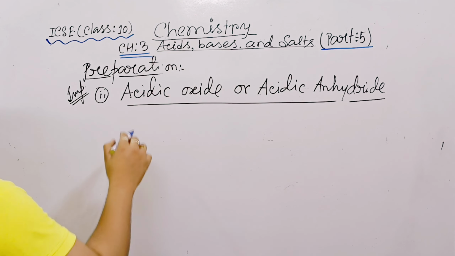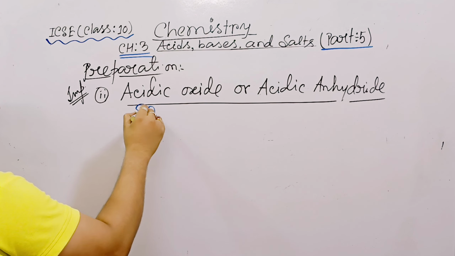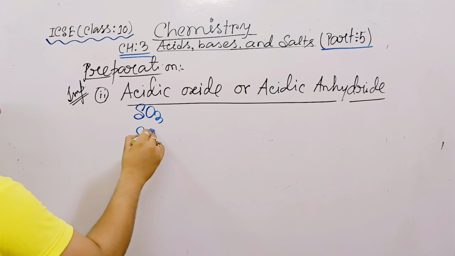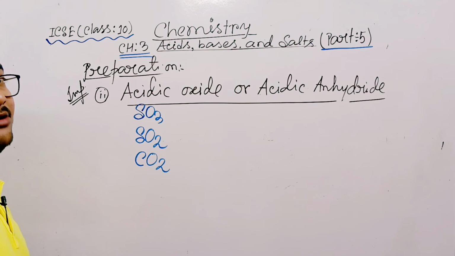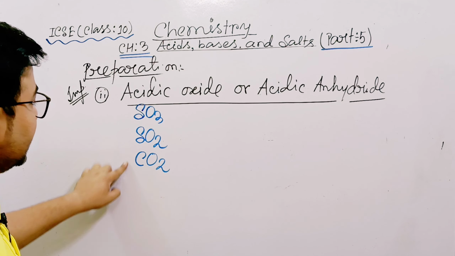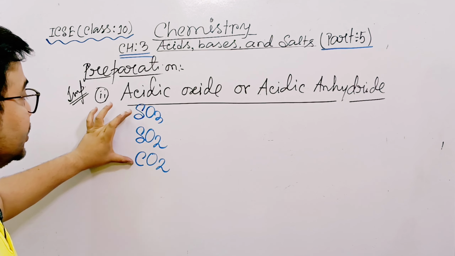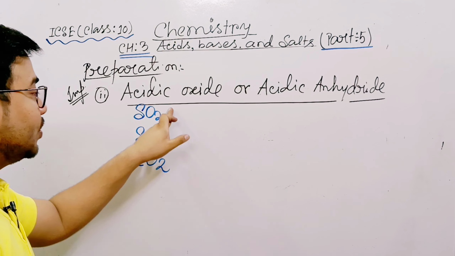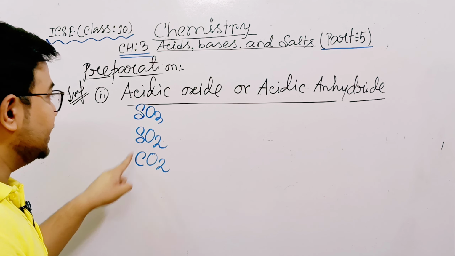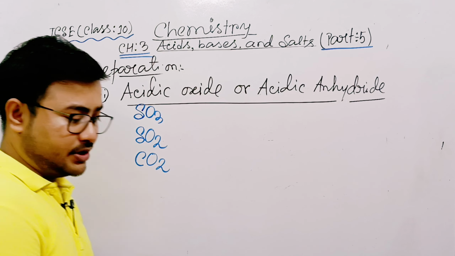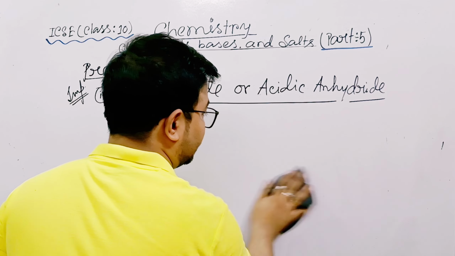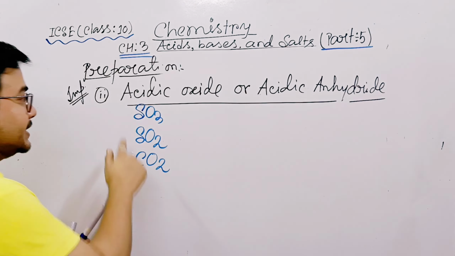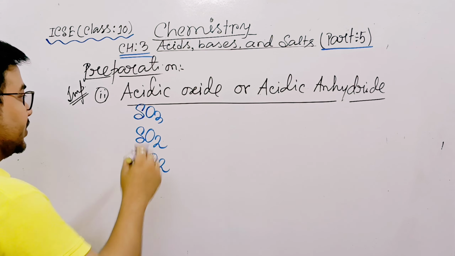Look at the board. Suppose sulfur trioxide, sulfur dioxide, carbon dioxide. Tell me, are sulfur and carbon metal or non-metal? Non-metal. So it is called non-metallic oxide. Understand? Okay. Now first I give 3 examples, later I will give more.